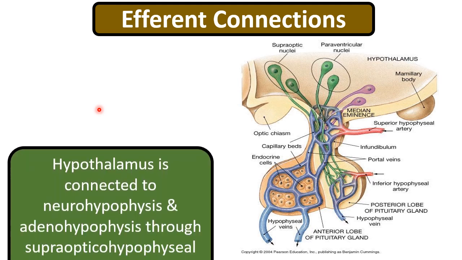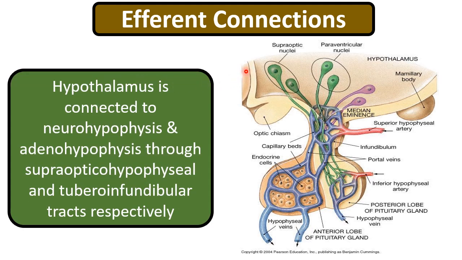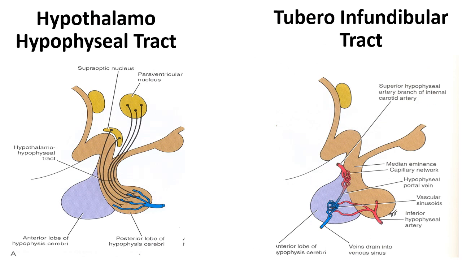So let me show you that. The hypothalamus is connected to the neurohypophysis, that is the posterior pituitary, and the adenohypophysis, that is the anterior pituitary, through the supraoptico-hypophyseal and tubero-infundibular tracts respectively. That is about another output connection. Now try to see how the hypothalamic nuclei are connected to the pituitary gland. Let me show you that.